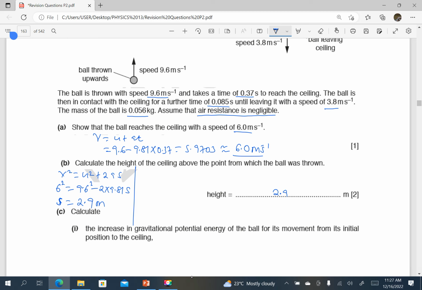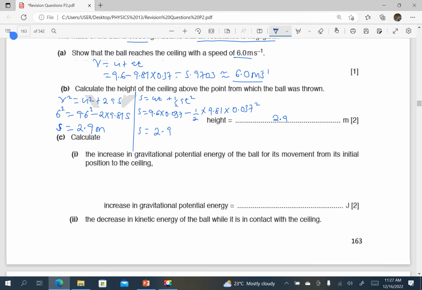Method 2, you can use s equals ut plus a half at squared. So s is going to be equal to u times t. u is 9.6 times 0.37, minus a half times 9.81 times t, which is 0.37 squared. When you press your calculator, you should be getting the same answer as 2.9. So this is method number 2.